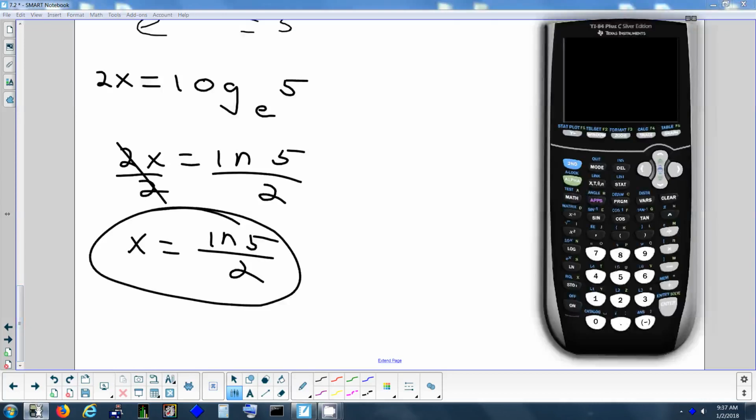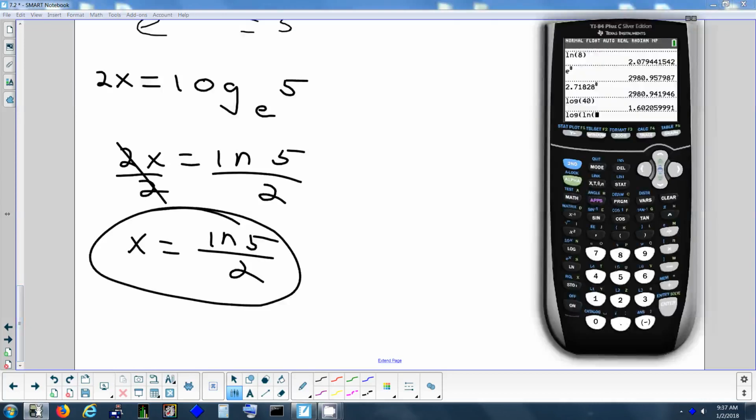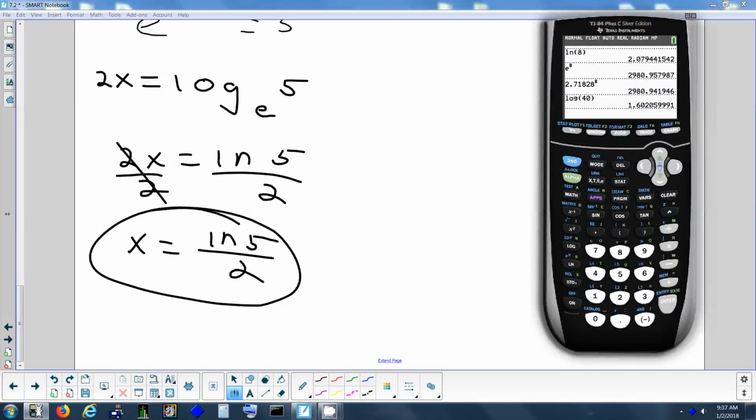Okay, if you were going to type that in, just to show you something you need to be careful with, you have to type it like that. That's the correct answer. How come I get a different answer when I do it that way? What's the mistake I made?